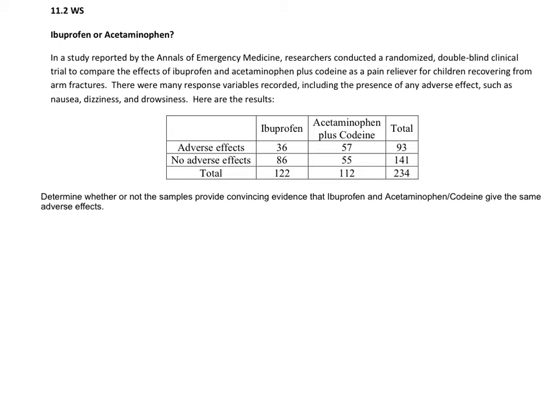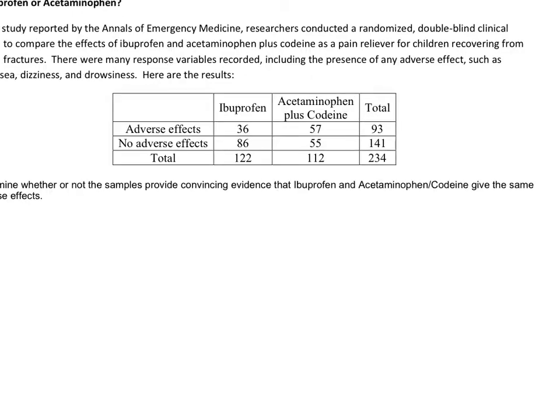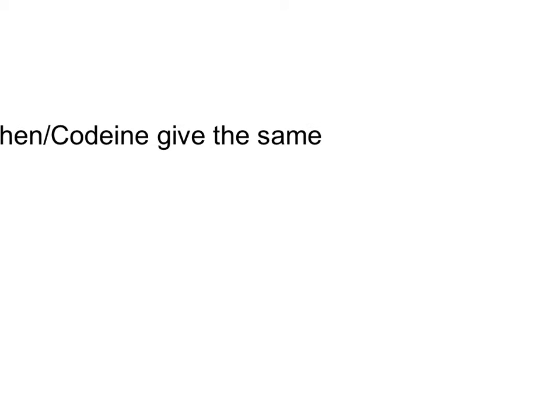This is going to be a true indication. Should I be doing a chi-squared test, a two-way table test? If you don't see a two-way table, you're probably not doing a two-way table test, right? They're always going to present it to you as a two-way table. The question says, determine whether or not the sample provides convincing evidence that ibuprofen and acetaminophen give the same adverse effects. So I'm just going to highlight this right here.